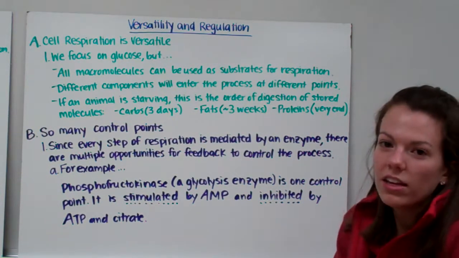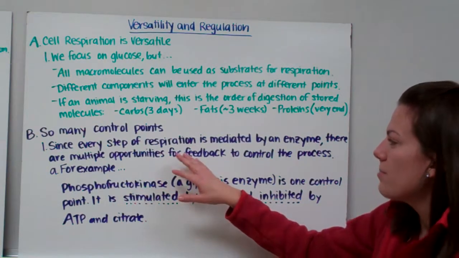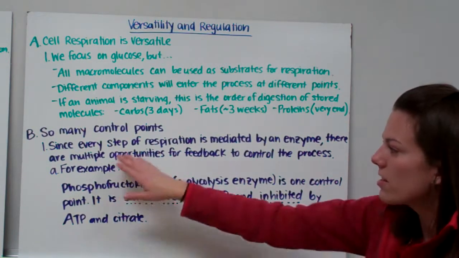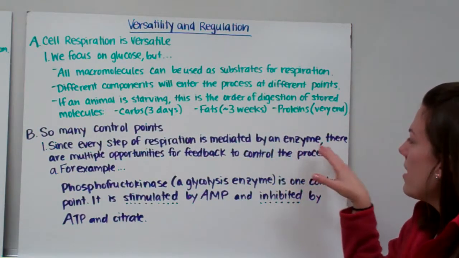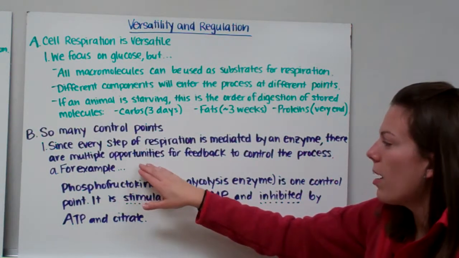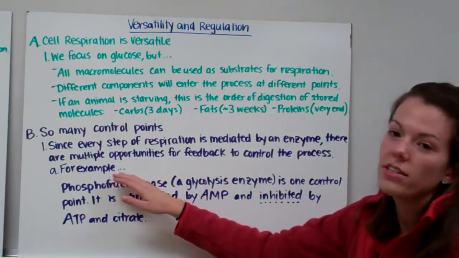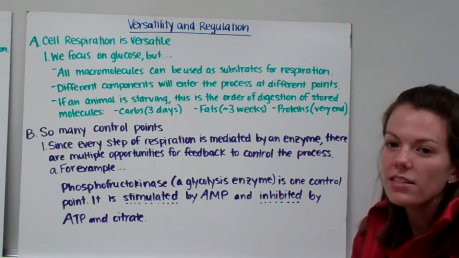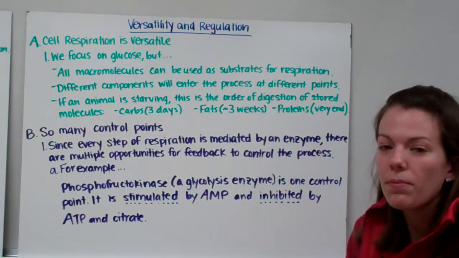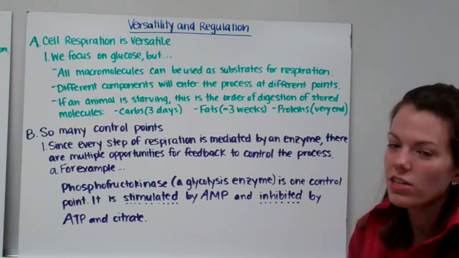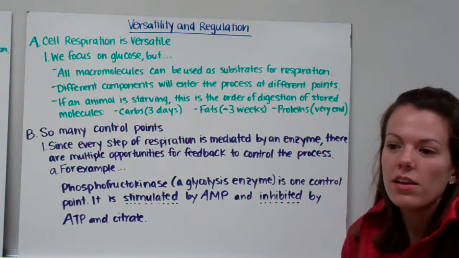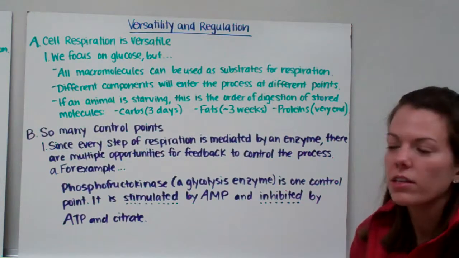Now, let's look at regulation. Because there are so many enzymes that help mediate respiration, since every step of respiration is mediated by an enzyme, there are multiple opportunities for feedback to control the process. Because we have so many enzymes mediating different parts of cell respiration, if we change how those enzymes are working, then we can promote or inhibit cell respiration.